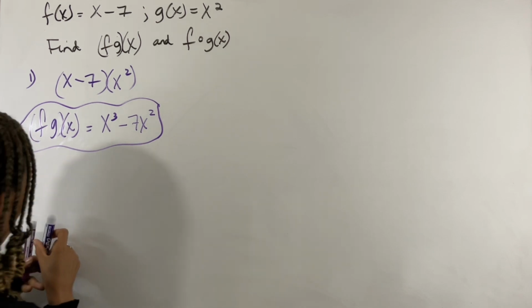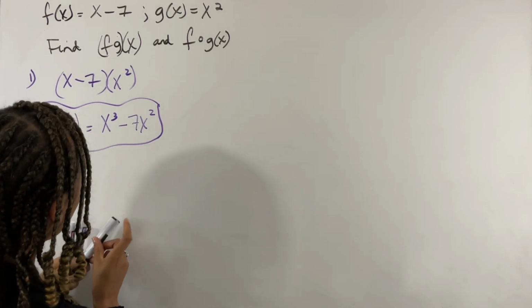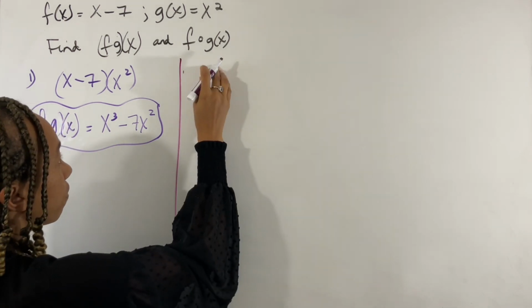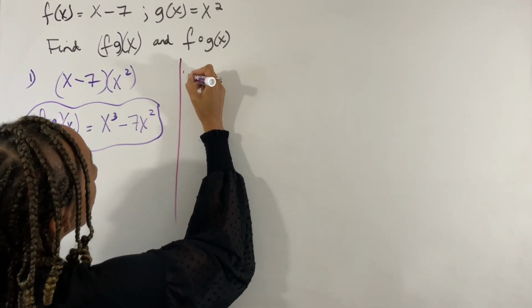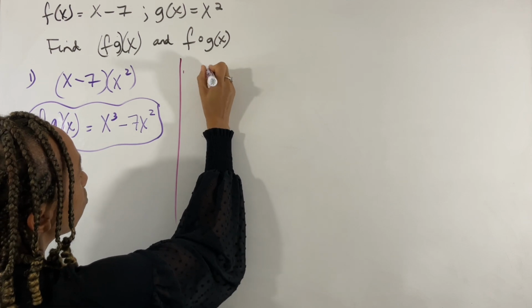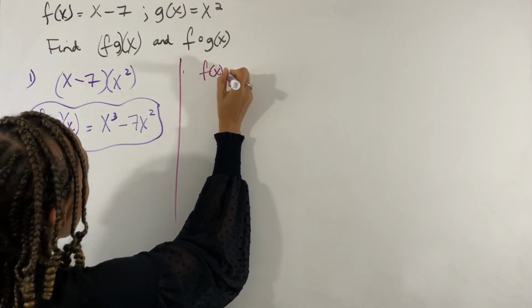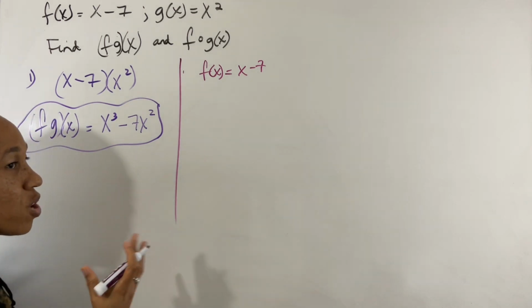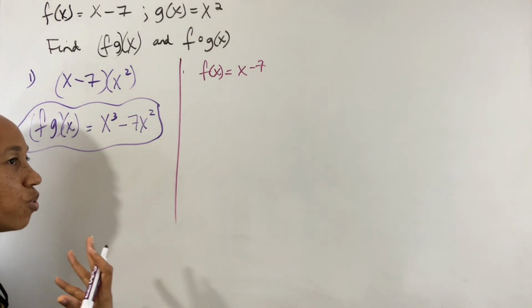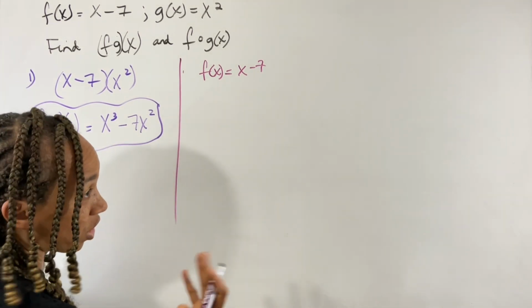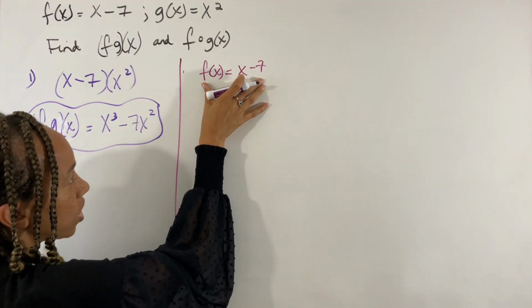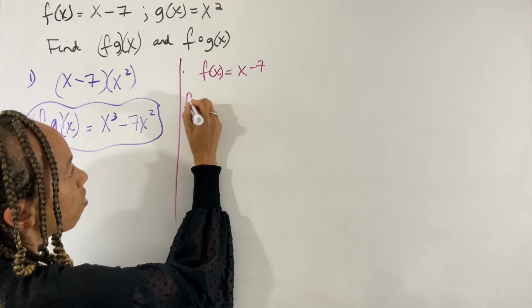Now, if we're doing the composition of f of g of x, then we're going to write out what f of x is first. I always tell my students to do that, because if you're not versed in math, you're going to have a little bit of difficulty to start out with. So always write the first function.